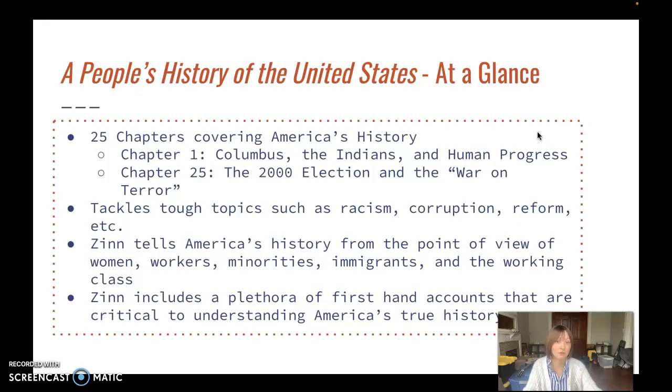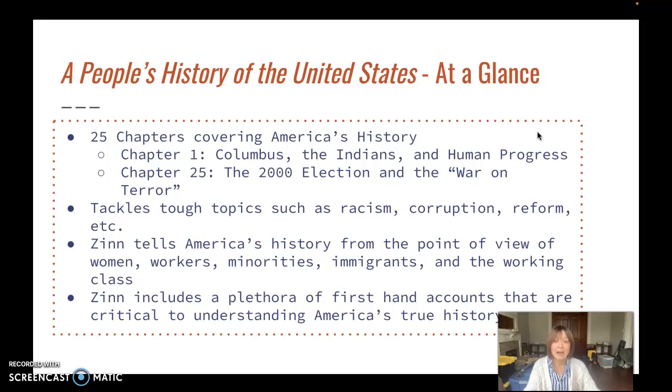Just a quick synopsis of the book, I guess. There's 25 chapters covering all of America's history. Just for example, up here I have chapter 1, which covers Columbus, the Indians, and human progress, and chapter 25 titled The 2000 Election and the War on Terror.